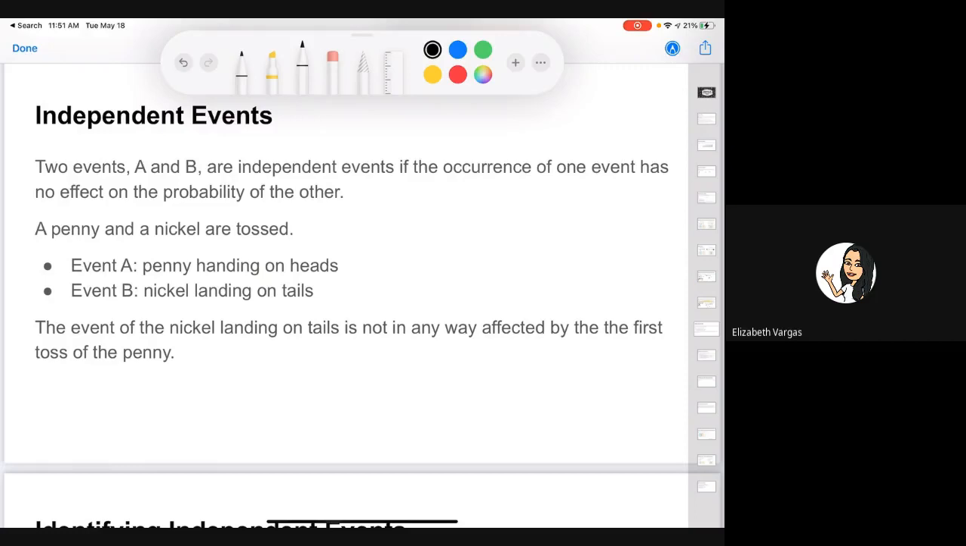So for example, if I have a penny and a nickel, which are both tossed at the same time, the penny lands on heads and the nickel lands on tails. Well, they're both two separate coins. One doesn't have an effect on the other, right? There's no effect. And so the event of the nickel landing on tails is not in any way affected by the first toss of the penny. So events are independent if they are not affected by the other event occurring.